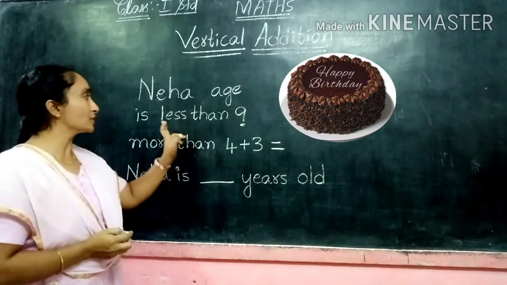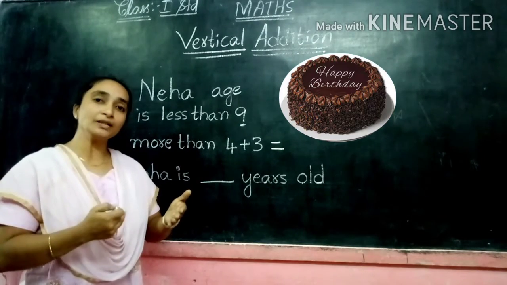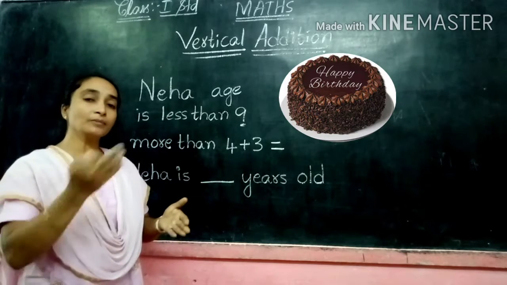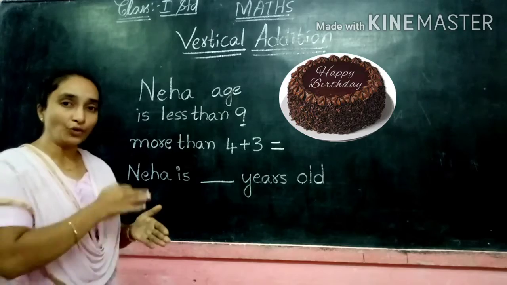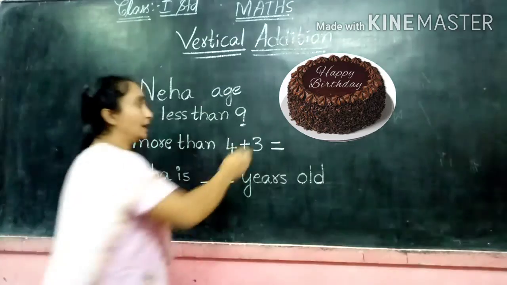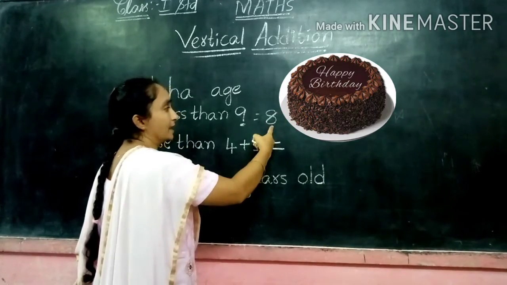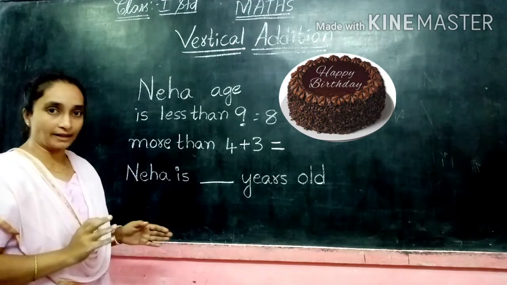Here first we can see, children, less than 9. The number which comes less than 9 means the small number, the number before 9 we have to write. What is the number before 9? The number which comes before 9. What is the number? 8. Yes, here is the number 8. This is less than 9, isn't it? 8 means it is less than 9.